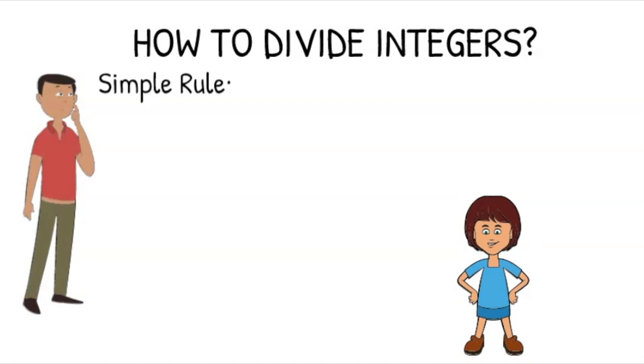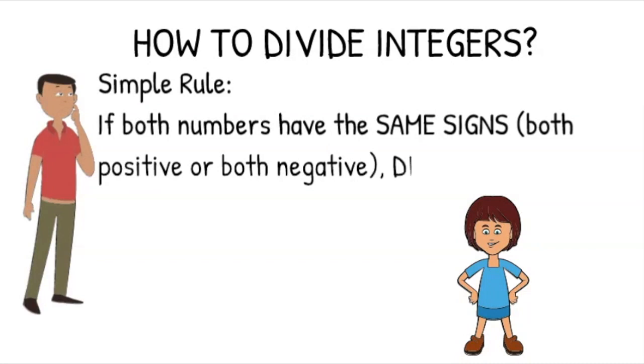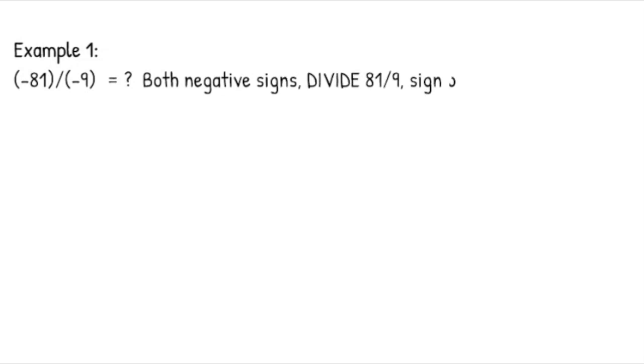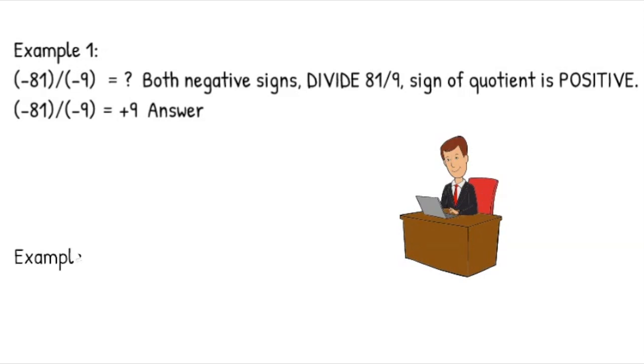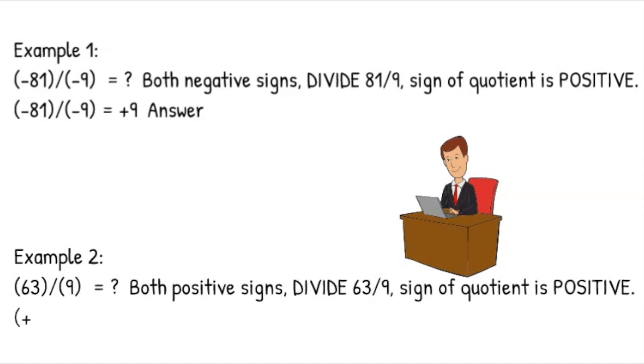Simple rule. If both numbers have the same signs, either both positive or both negative, divide the numbers and the quotient is always positive. Example number 1. Negative 81 divided by negative 9. Integers are both negative, so the quotient sign should be positive. Divide 81 by 9, so the quotient is positive 9. Example 2. 63 divided by 9. Both have positive signs. Divide positive 63 by 9. Sign of quotient is positive. The answer is positive 7.